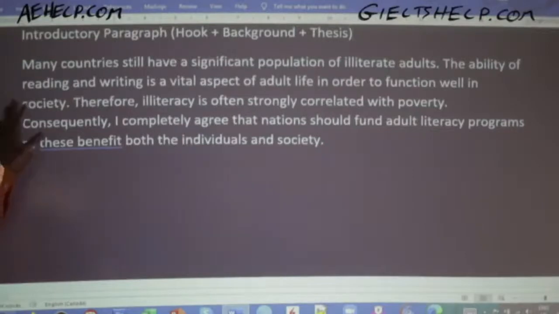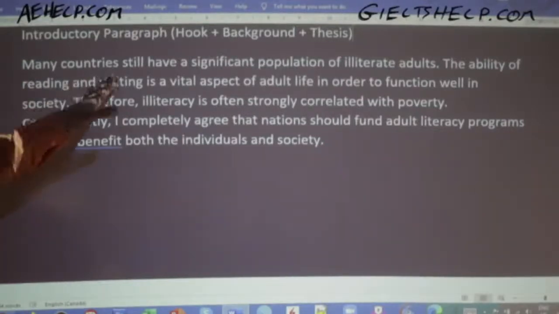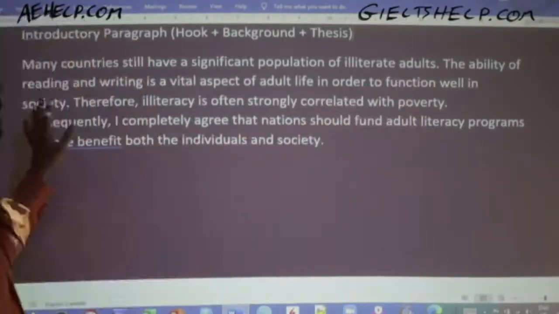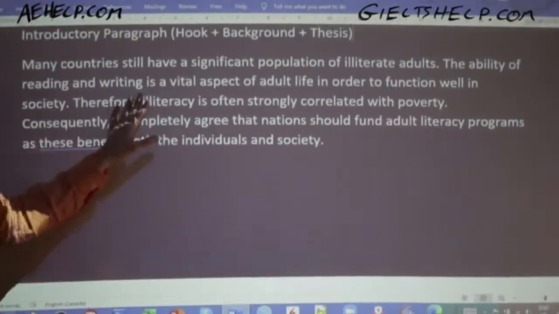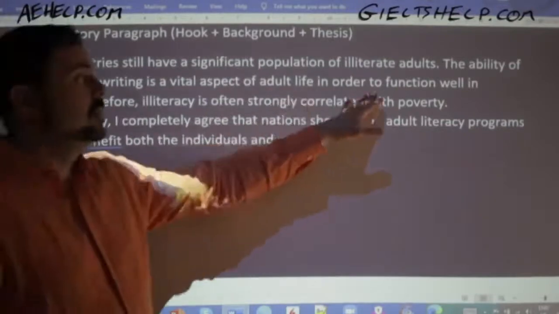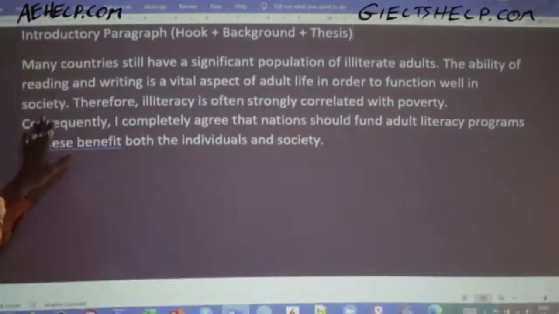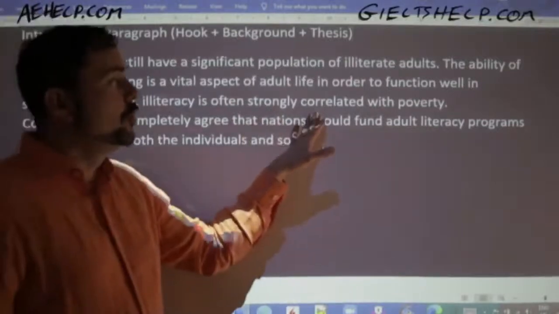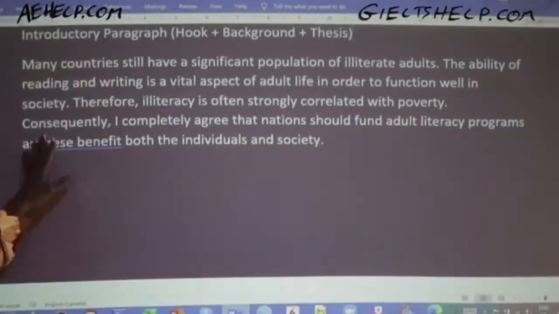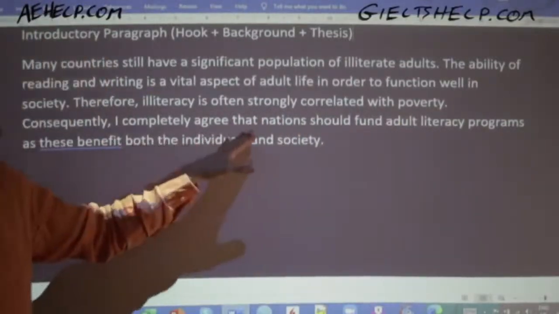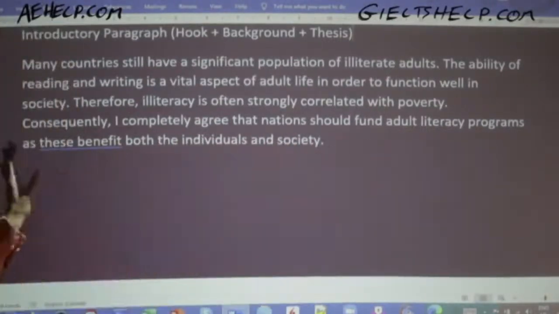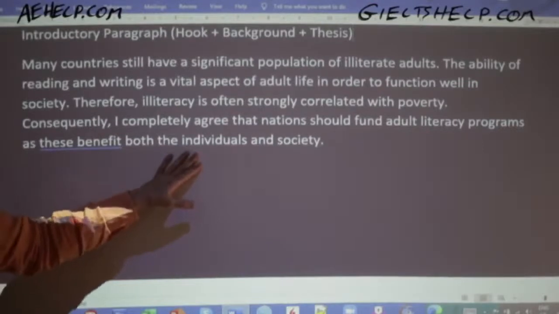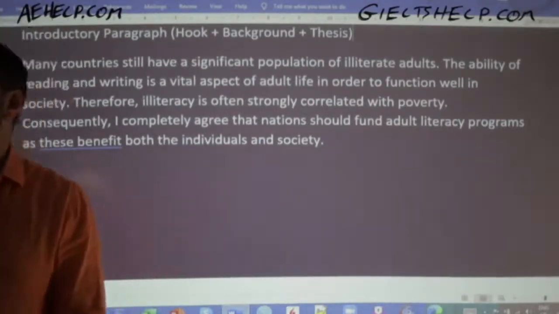Okay, so I'll read it one more time. Many countries still have a significant population of illiterate adults. The ability of reading and writing is a vital aspect of adult life in order to function well in society. Therefore, illiteracy is often strongly correlated with poverty. Consequently, I completely agree that nations should fund literacy programs as these benefit both the individual and society. Okay, any questions?